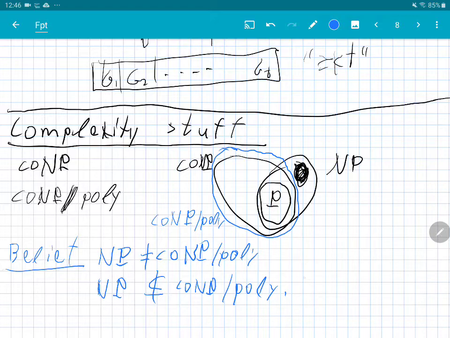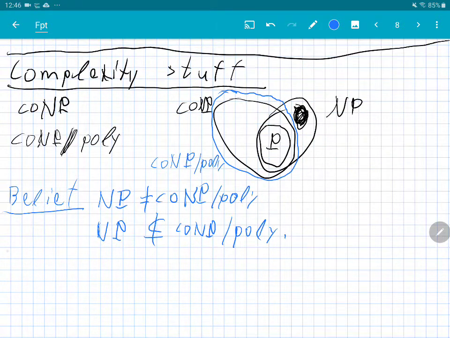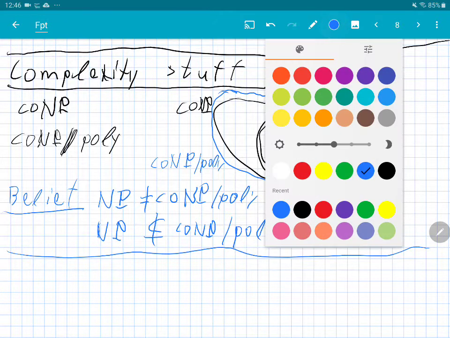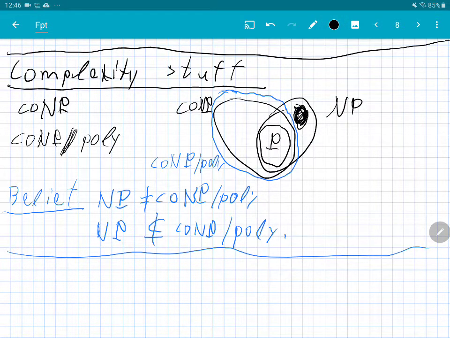So if we get that NP is contained in CoNP over poly, then intuitively we get a contradiction. It's a complexity contradiction for what we currently know and believe. It's not quite as strong as P not equal to NP, but it's pretty strong as far as we are concerned.